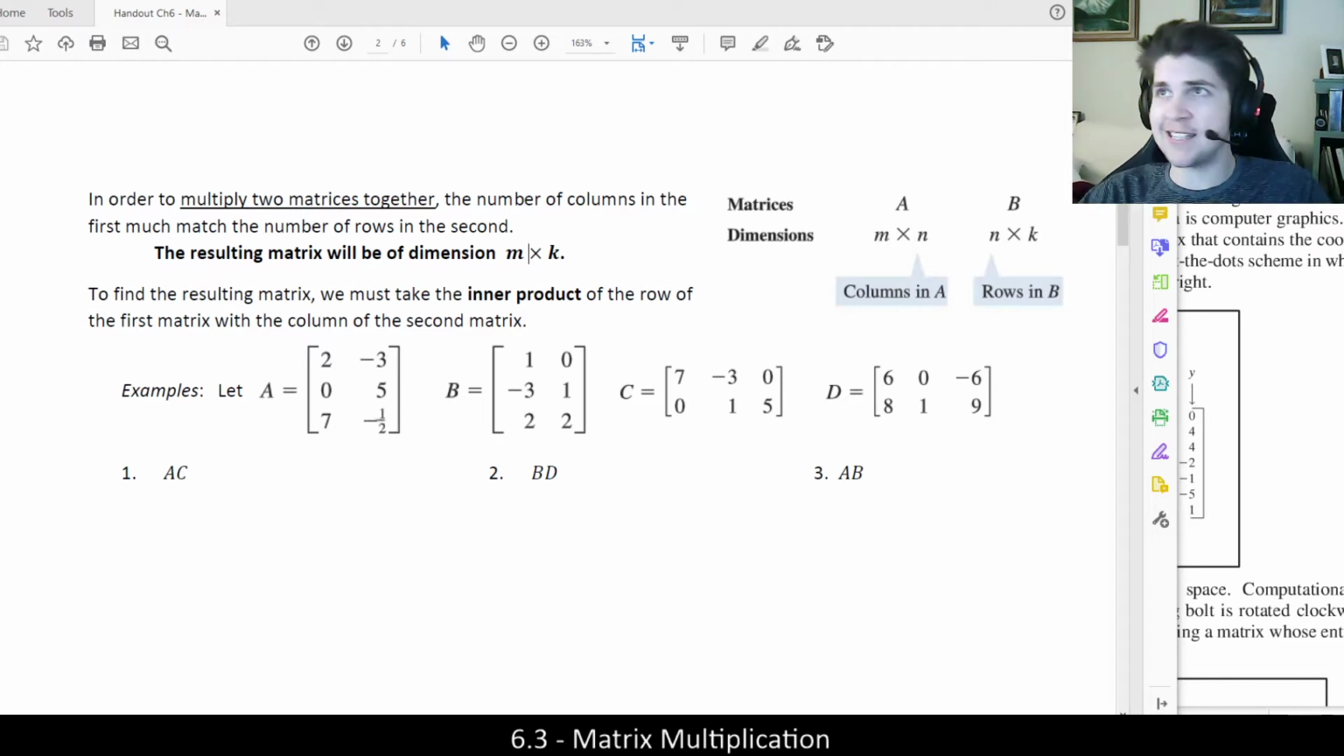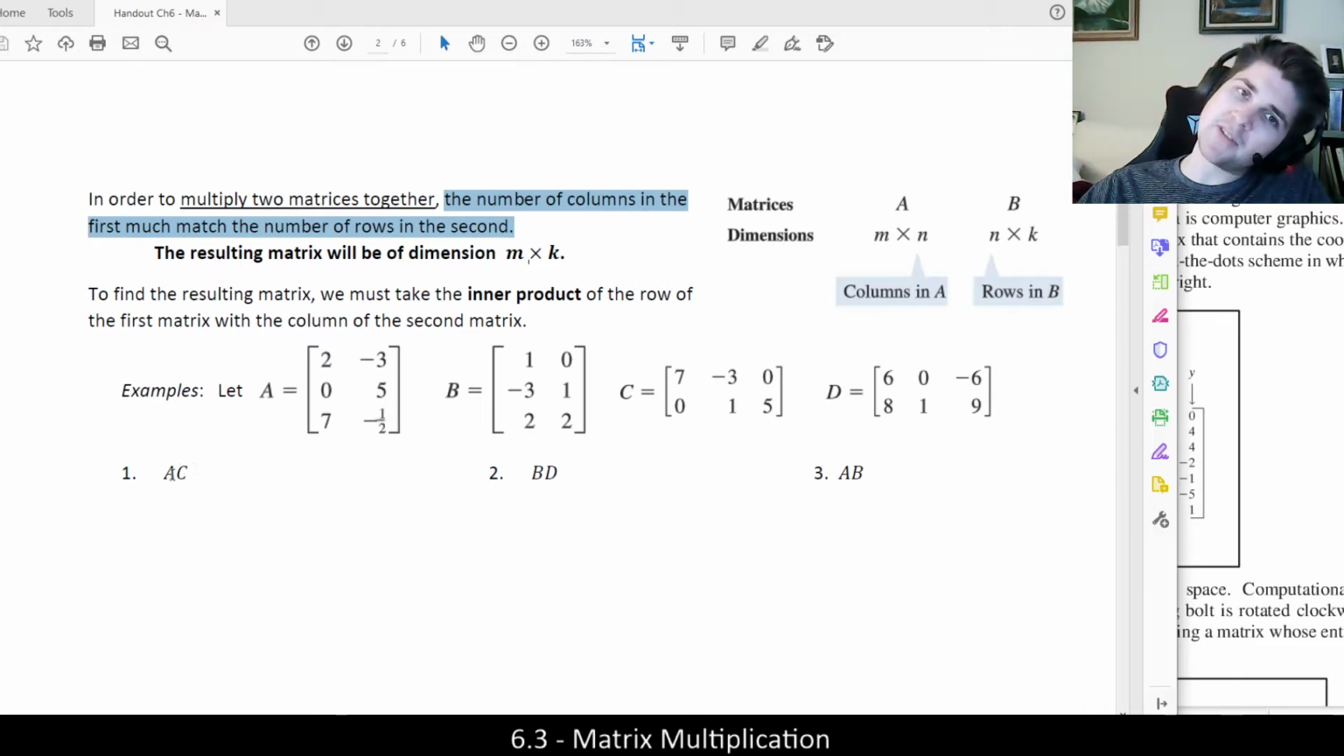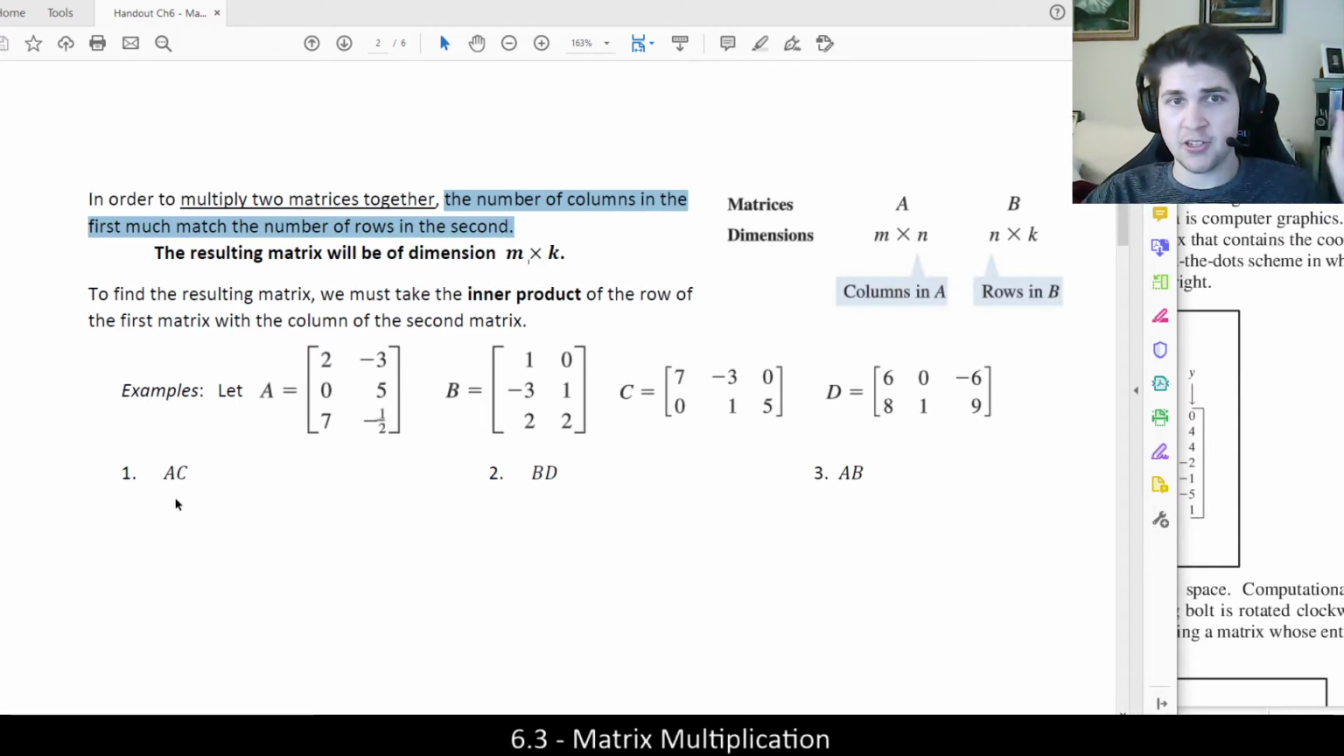And before we actually get into the how and the why, I think it's important to note when we are allowed to do it. We're only allowed to multiply two matrices together if the number of columns in the first matches up with the number of rows in the second. Like in the first example, it says to take matrix A and multiply by matrix C. Note that in the first matrix we have two columns, in the second matrix we have two rows. So that's an exact match between A and C. This would be an allowable matrix product based on that condition.